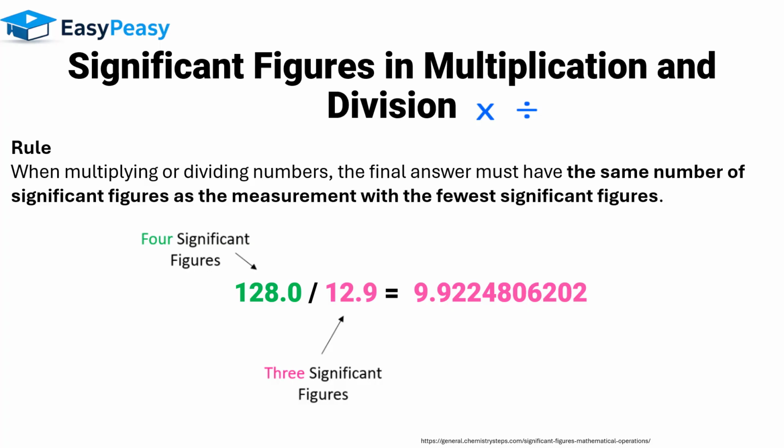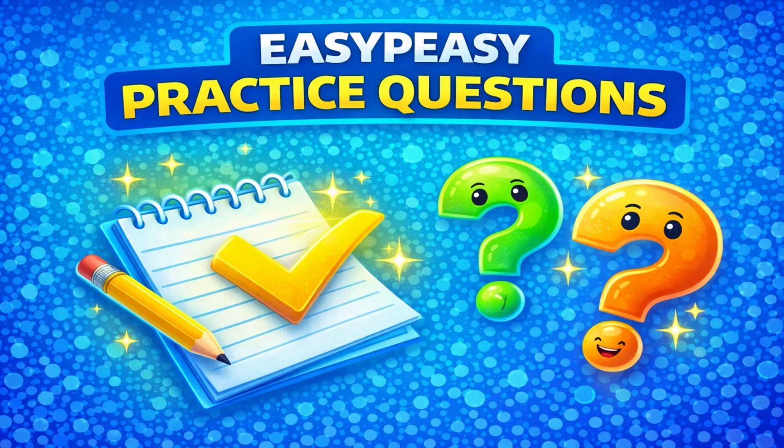Now, which value has the fewer significant figures? This pink value, we have 3 digits, so let's count. 1, 2, 3. And after this 2, the next number is 2, so it's not going to change this 2 into 3 because 2 is less than 5. Okay, so the value will become 9.92 because it needs 3 significant figures. Sounds good? Okay. Now let's do some practice questions.